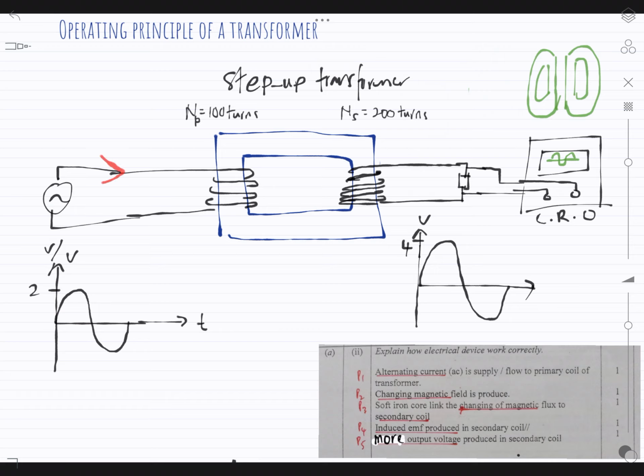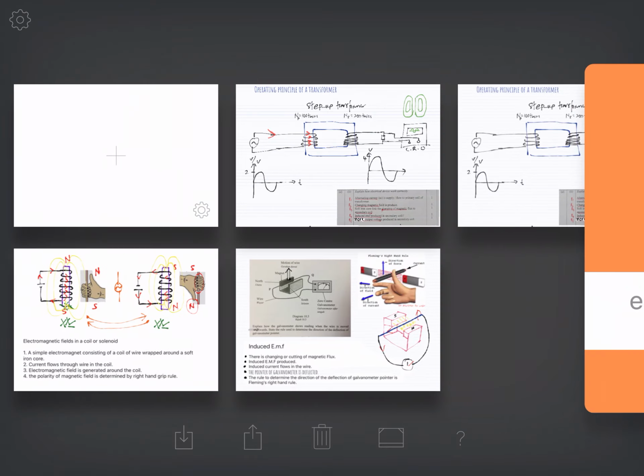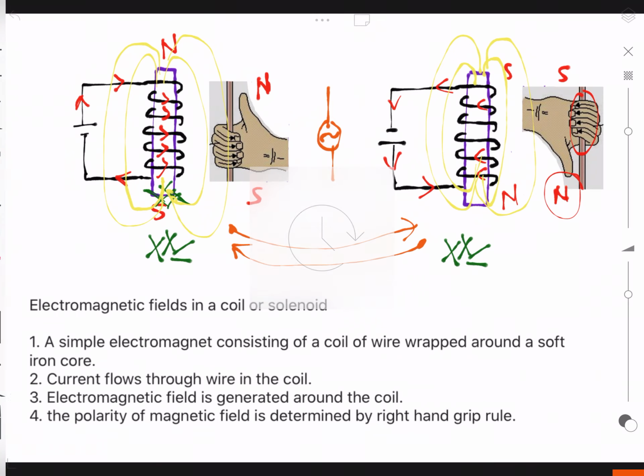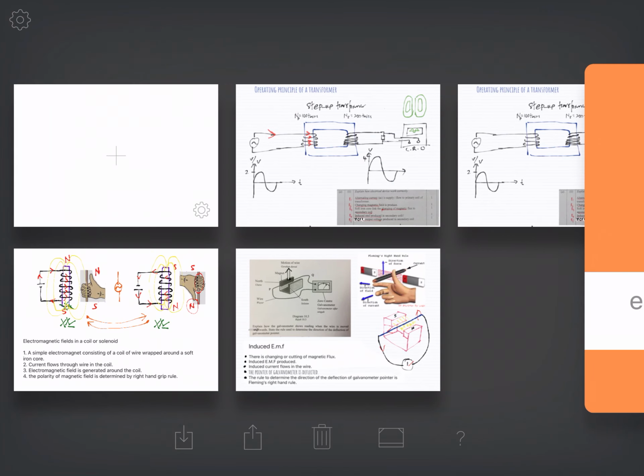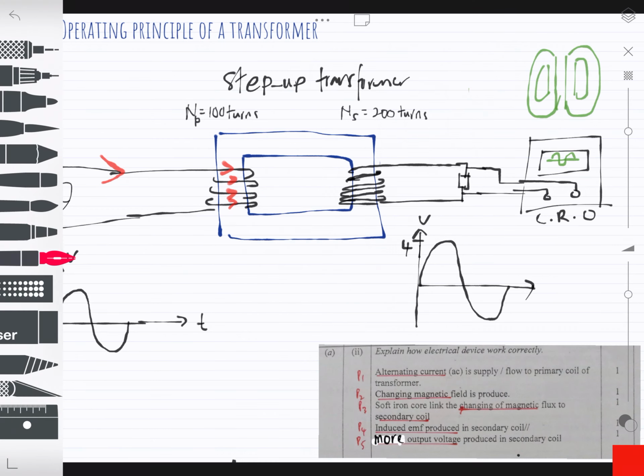And then it flows in the coil here. So what happens is an electromagnetic field will be generated around the core. This is what we have learned in the previous video. We have learned this one before. So the same thing happens here in the primary coil. So a magnetic field will be generated around it like this.